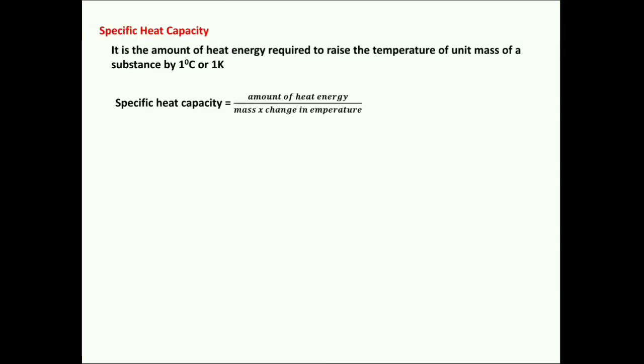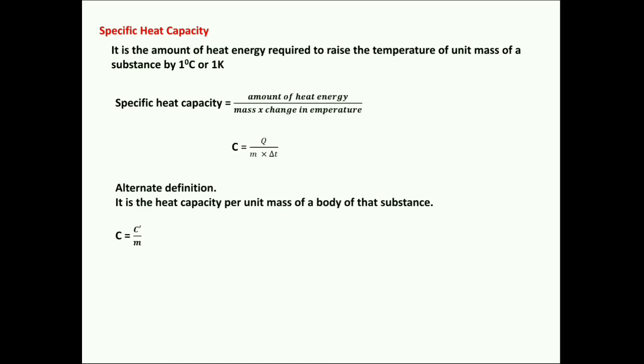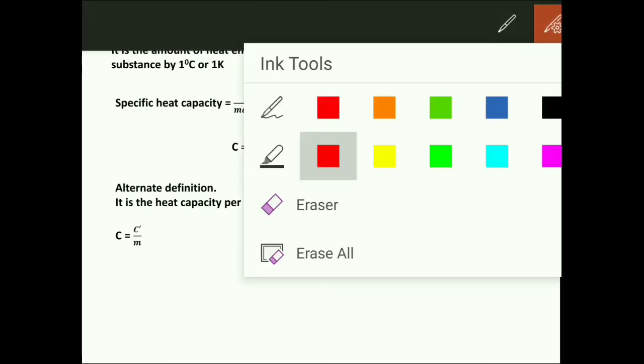Formula: specific heat capacity equals the amount of heat divided by mass into small change in temperature. Its symbol is C, therefore C equals Q by M into change in temperature. Now we have one more definition. There is an alternate definition for specific heat capacity. It is the heat capacity per unit mass.